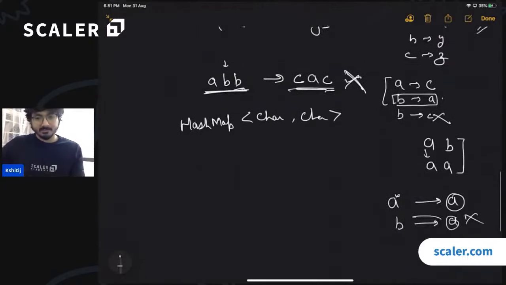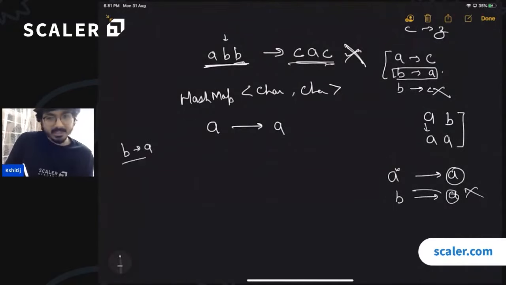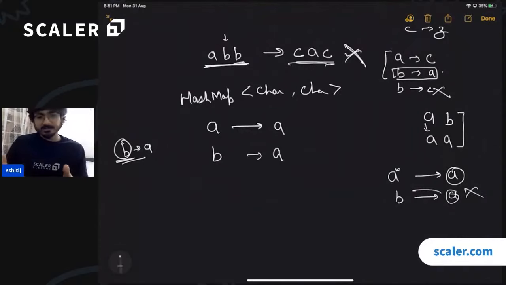But if we go by this approach, we'll put a mapping A to A, and then the next mapping that we are going to put is B to A. We will check the key. The key is not present. A is a different key, B is a different key. So we will insert this mapping as well. And according to our approach, this is going to give a right answer, which is wrong.